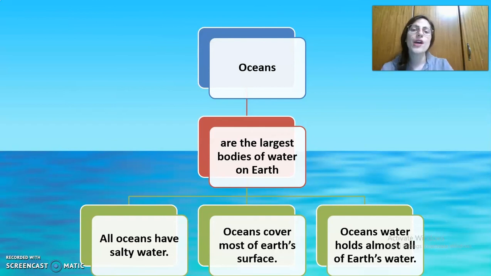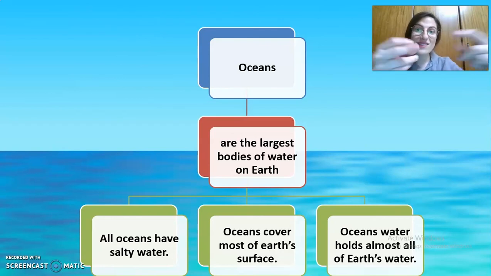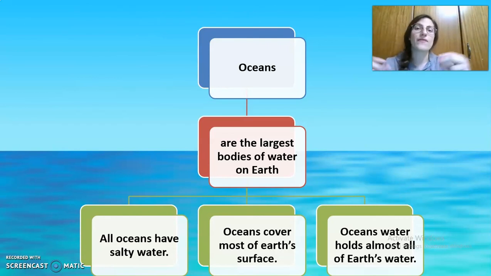Oceans are the largest bodies of water on Earth. That's one. Ocean's water is salty, or all oceans have salty water. Oceans cover most of Earth's surface.